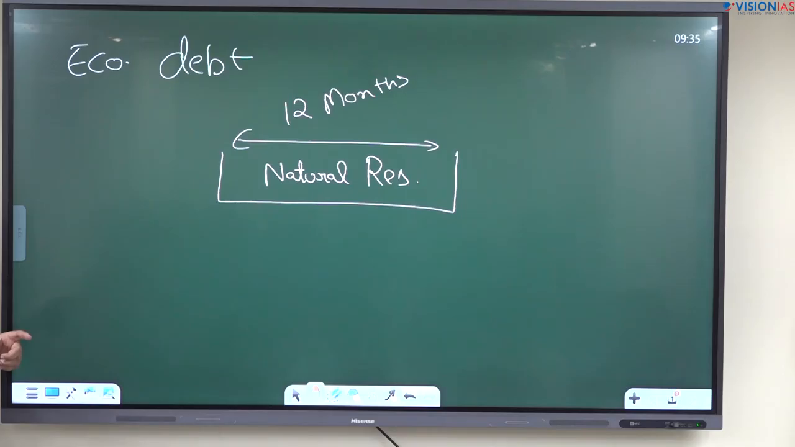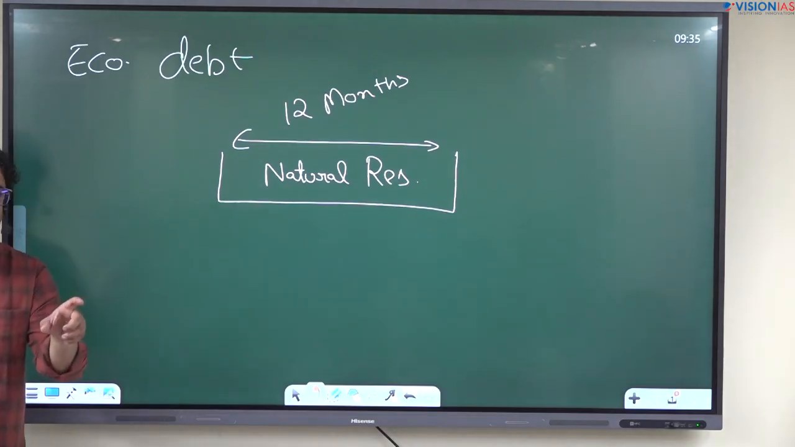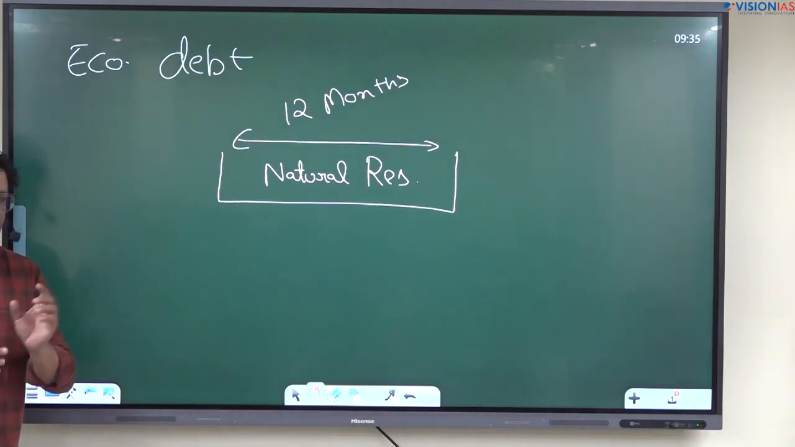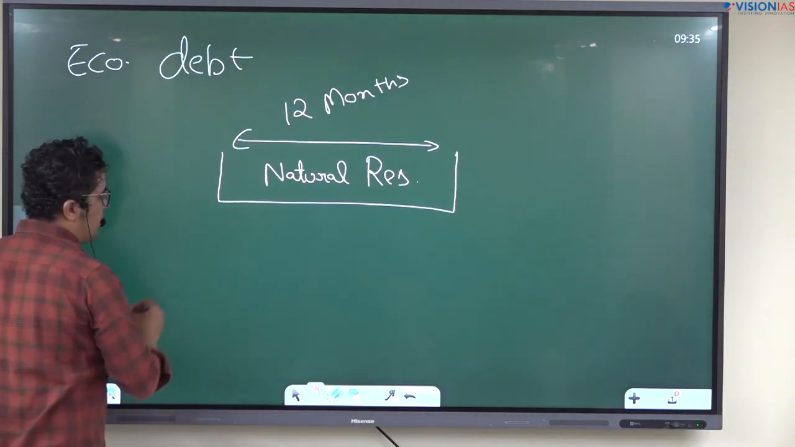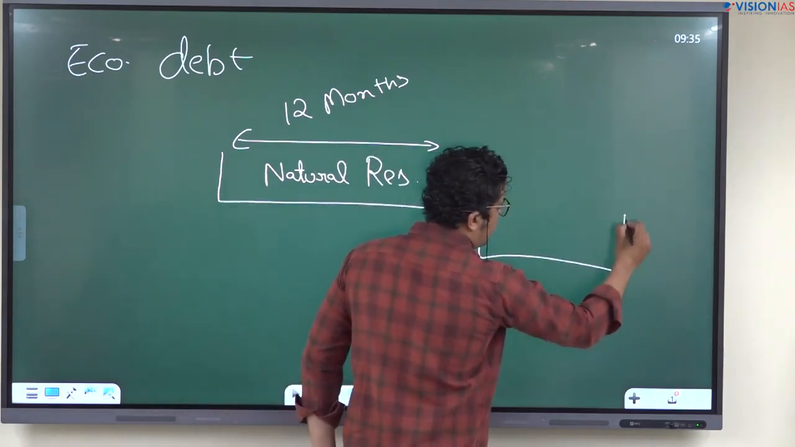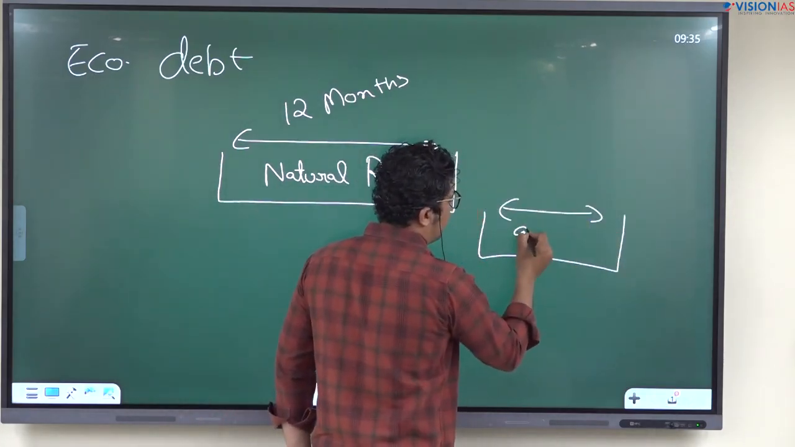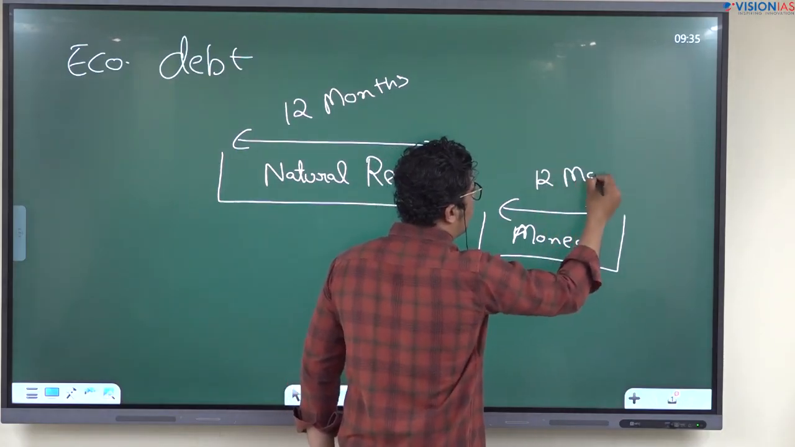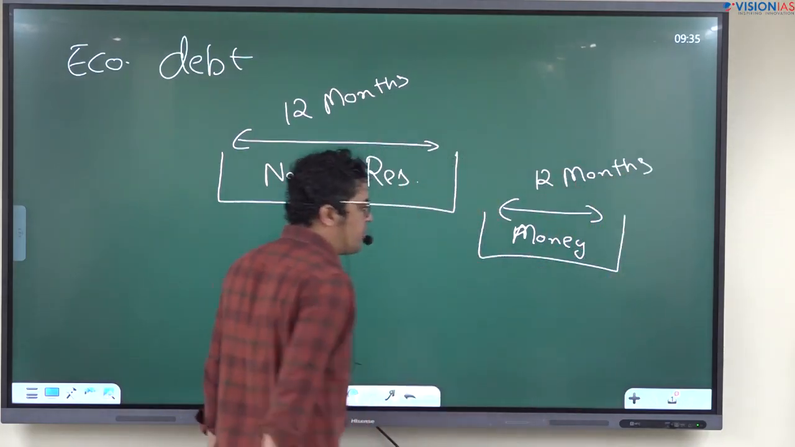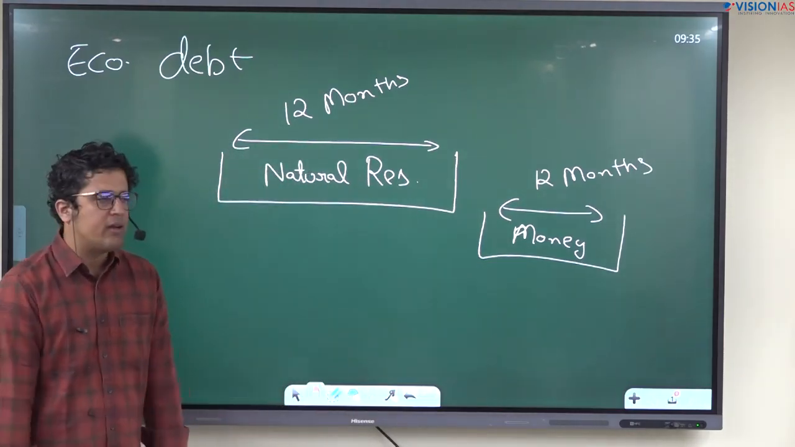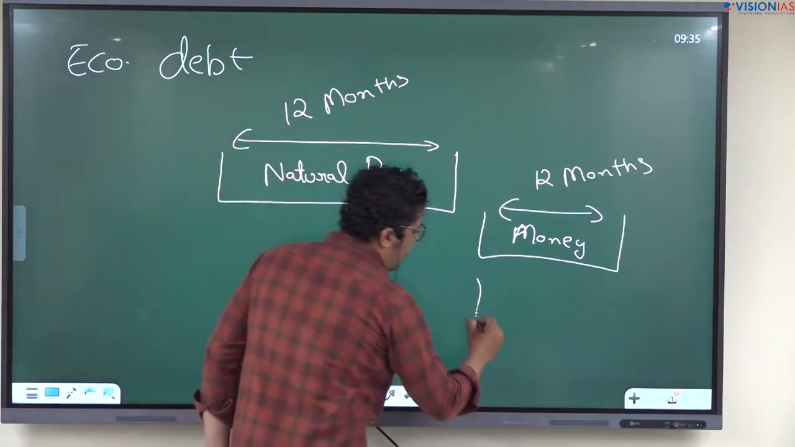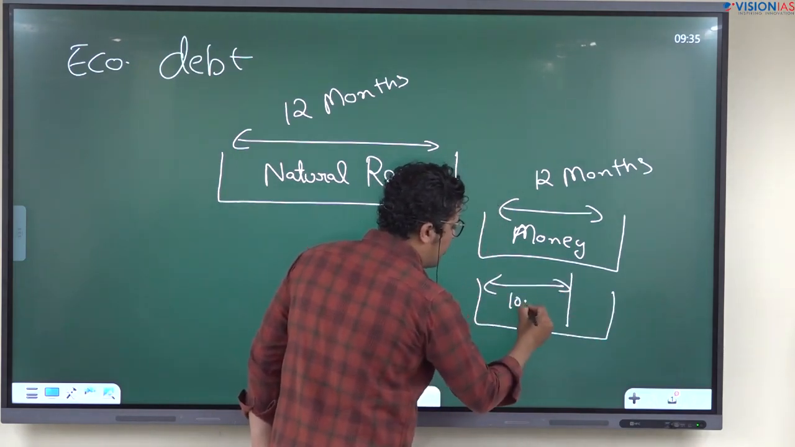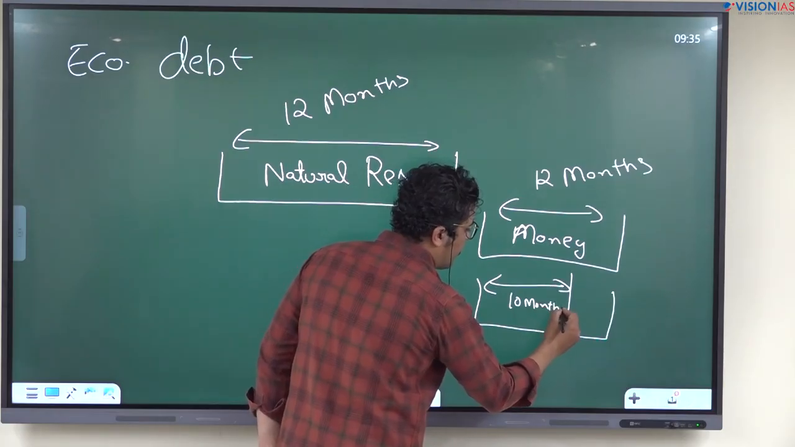Now what will happen if the amount that has been given to you ends in 10 months? Let's say the amount is being provided for 12 months, and you have to take care of your needs for the next 12 months by the money that has been given to you. But this money ends before time. It ends in 10 months only. Now what will you do?